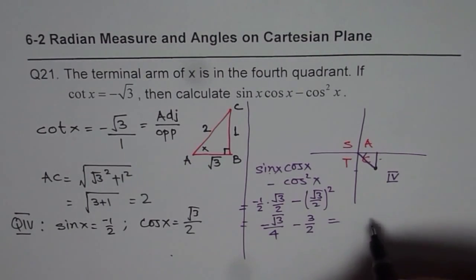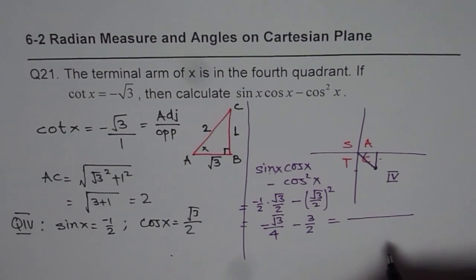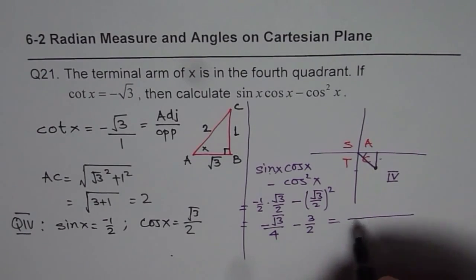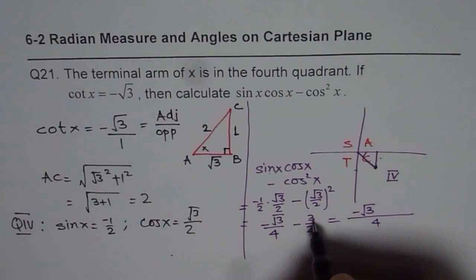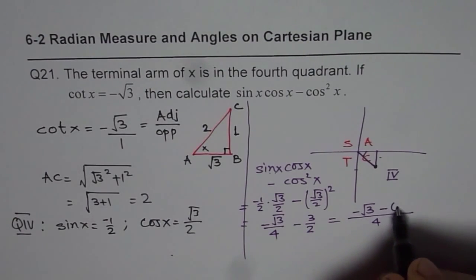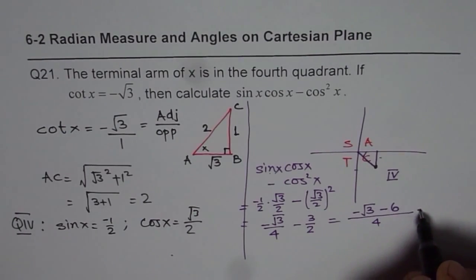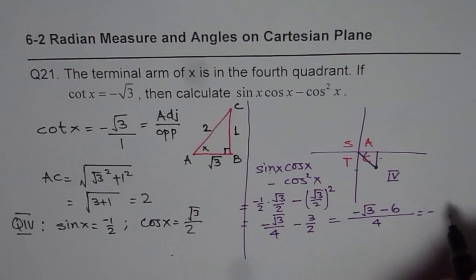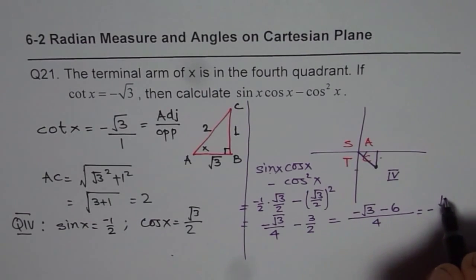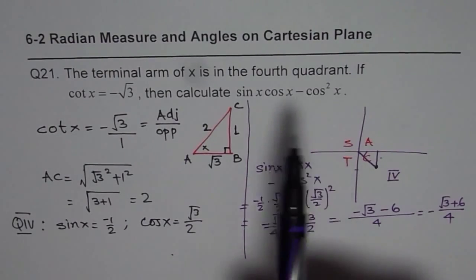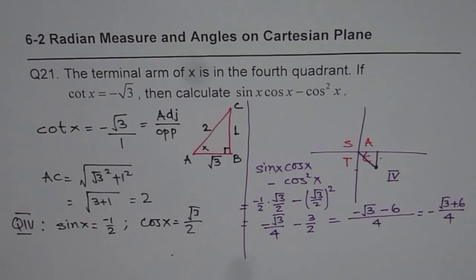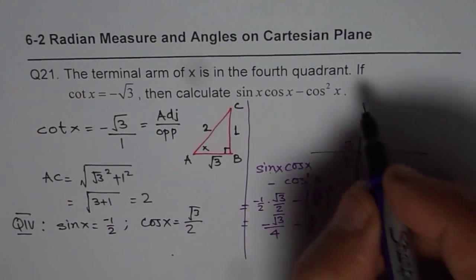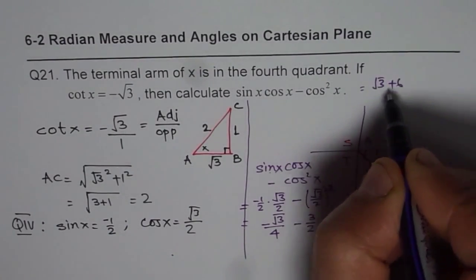Now you can take 4 as a common denominator. So if 4 is the common denominator, then here we have minus square root 3. We have to multiply this by 2, so we get minus 6, right? So you could write your answer as minus, taking common, square root 3 plus 6 over 4, or even that is correct. So the value of this expression, sin x cos x minus cos square x, is as shown here, minus square root 3 plus 6 over 4, right?